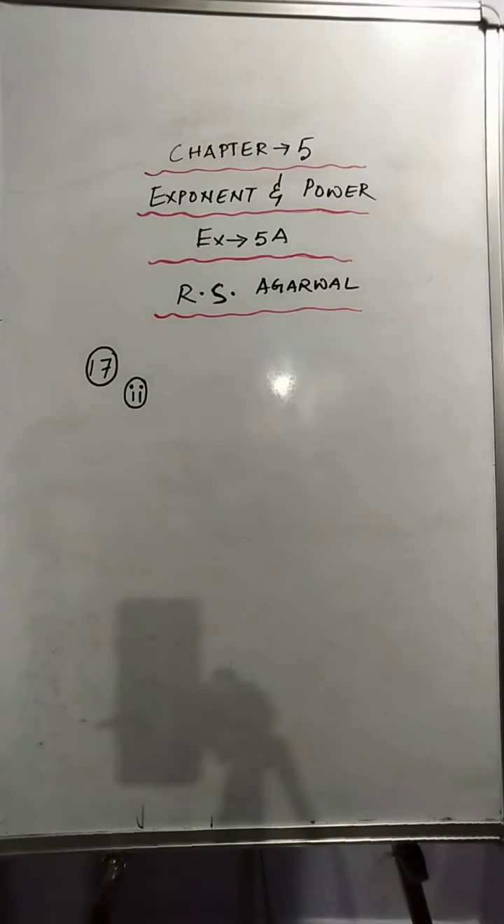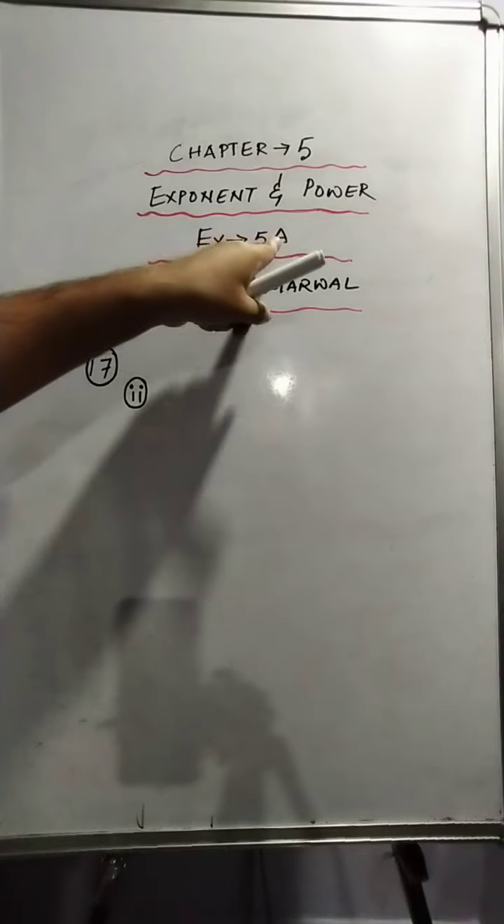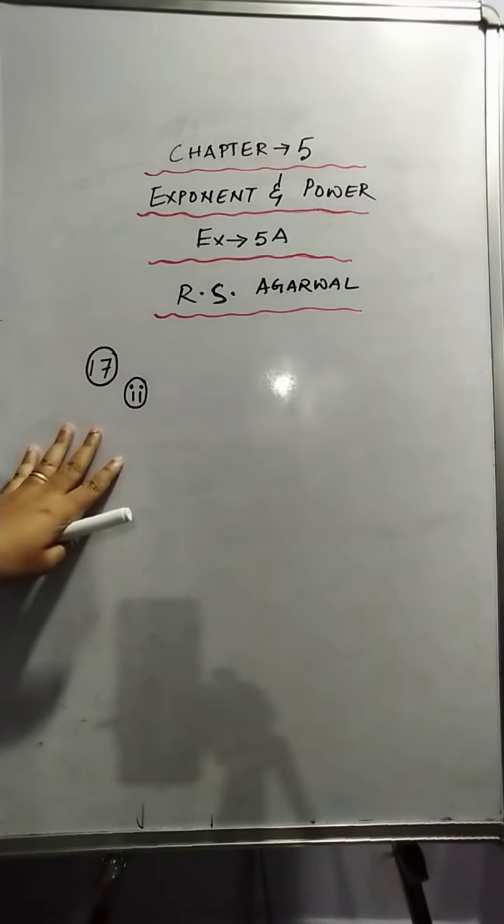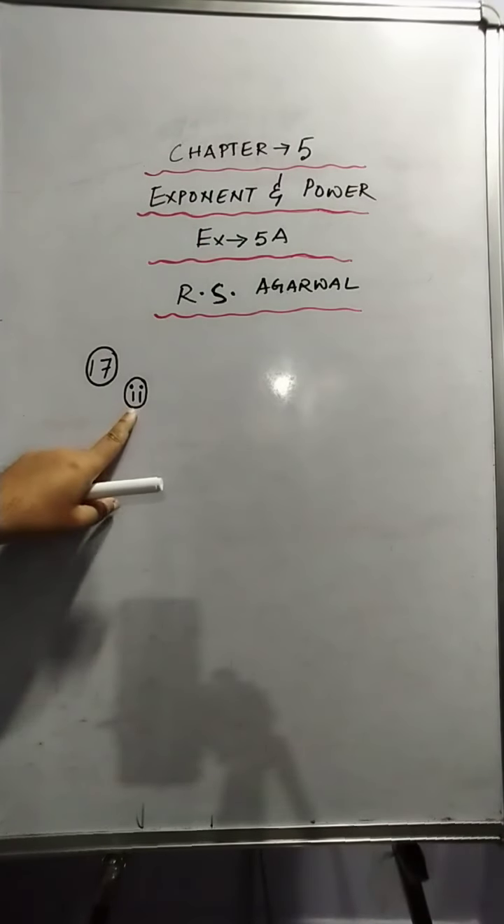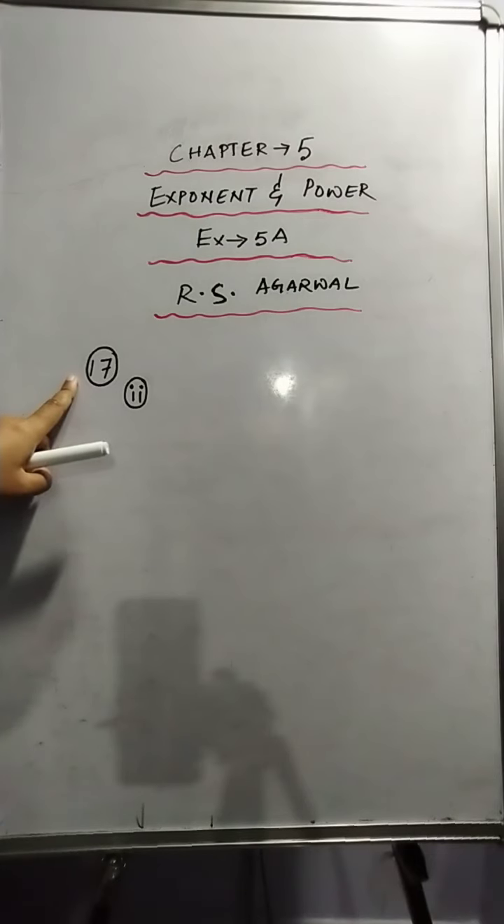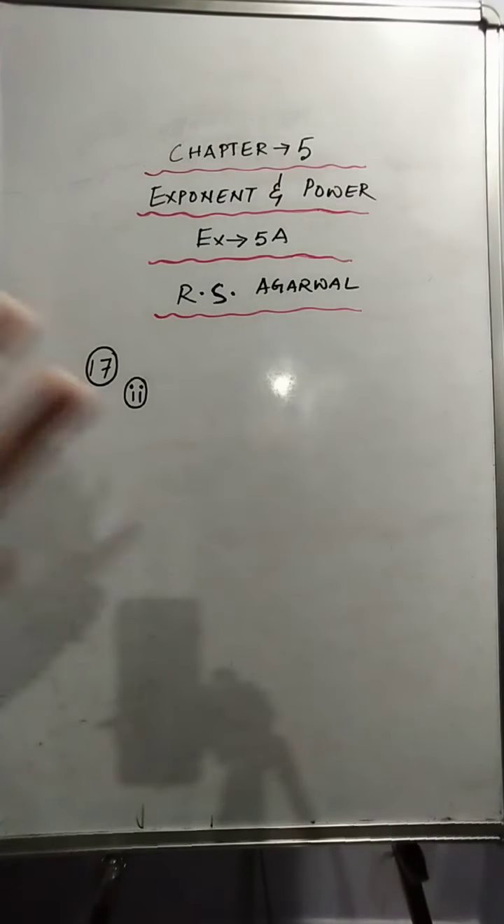Students, as we are already practicing sums from the R.S. Agarwal book, today also we'll continue with the same chapter, that is chapter 5, Exponent and Power. Today again I have come up with 3 sums of exercise 5a. As you see on the whiteboard, the first sum is sum number 2 of question number 17. Today also we'll do 3 sums.